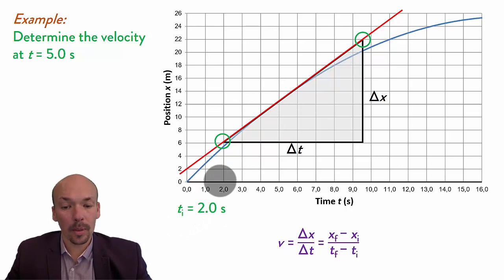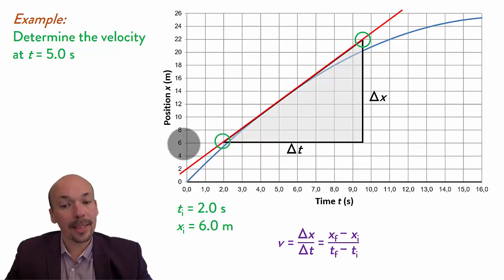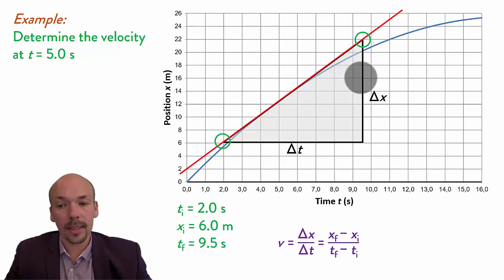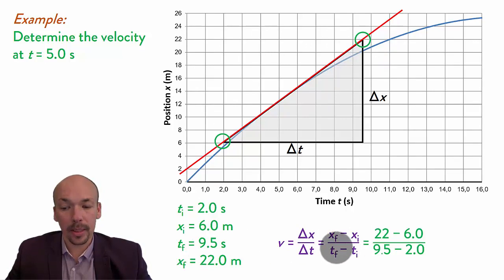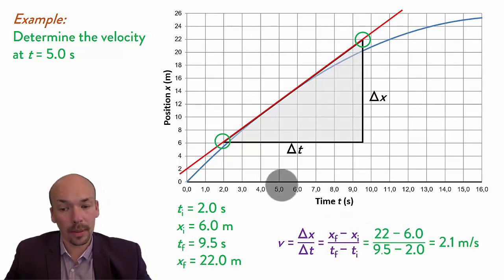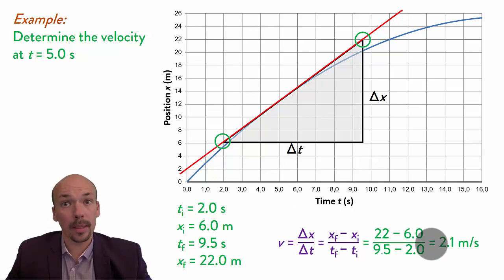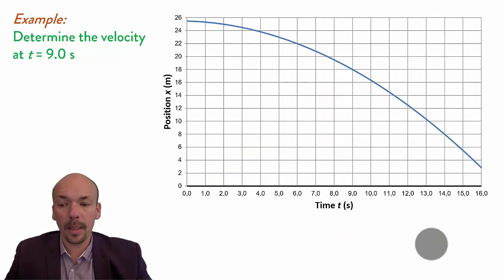So the initial time was 2 seconds and the initial position was 6 meters, and here the final time was 9.5 seconds and the position was 22 meters. So we can add it into this equation, and then we can calculate that the velocity at time 5.0 seconds was 2.1 meters per second. The same can be done for this line.